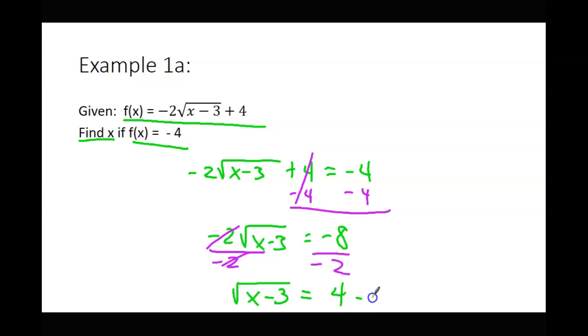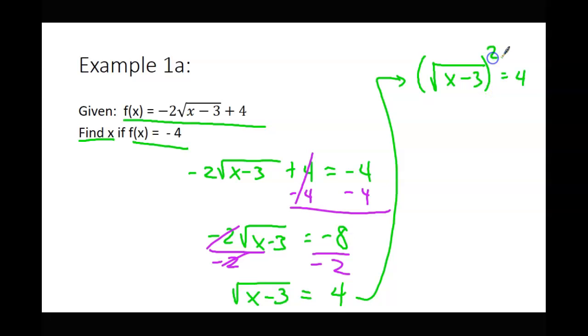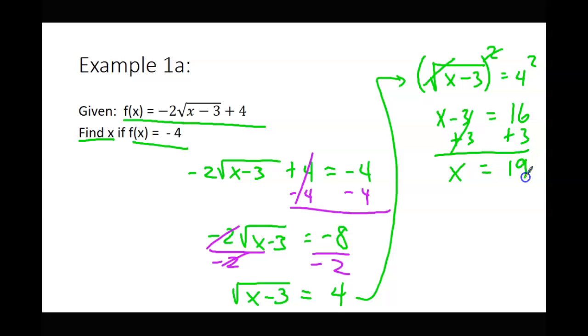So I'll show my work over here. I'm going to square that and square that. So that and that cancel each other out. So I'm left with x minus 3 equals 16. And that would be 19. Bueno?